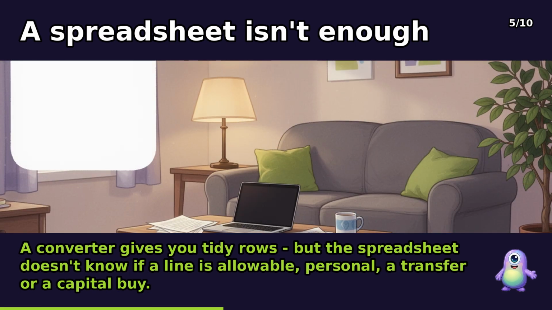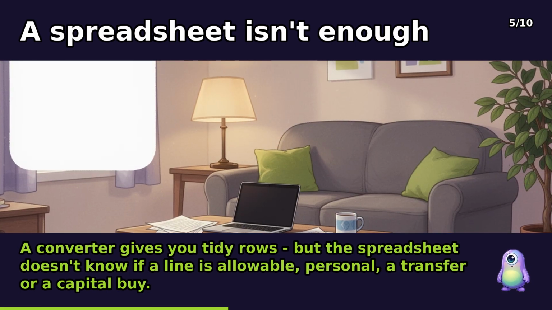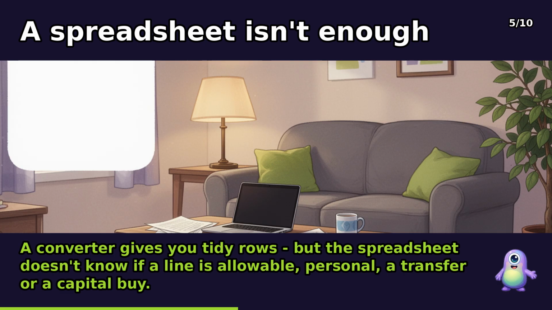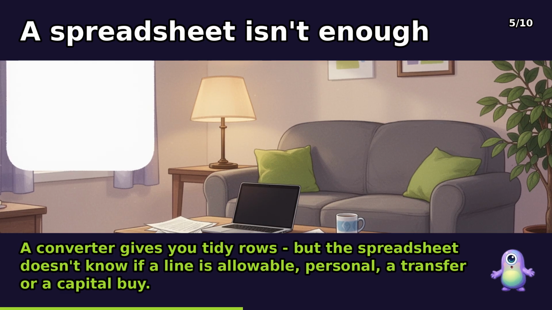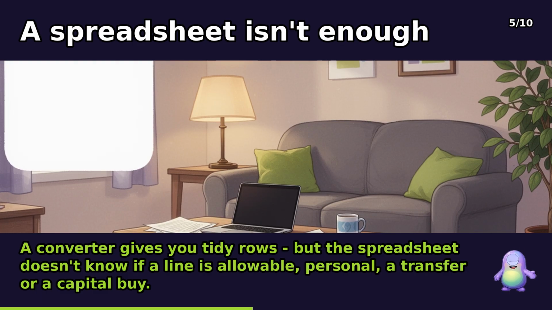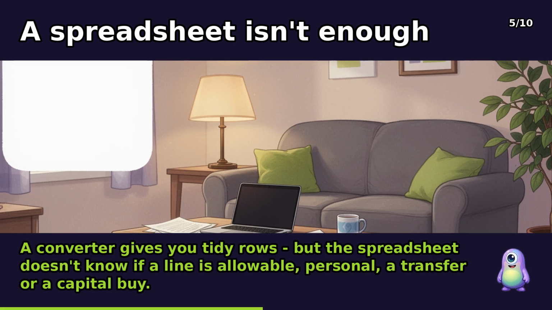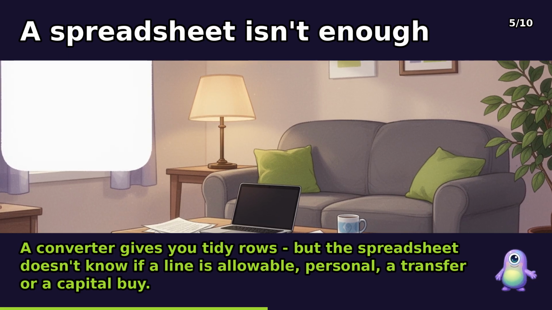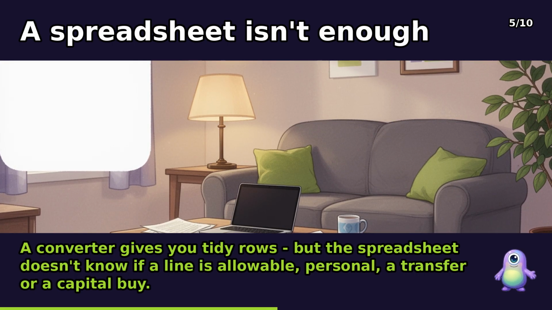A converter can give you a tidy spreadsheet, useful especially if your bank only gives PDFs. But the spreadsheet still doesn't know whether a transaction is allowable, private, a transfer, a capital purchase or income. A payment to a supplier might be allowable, a transfer to your savings isn't. They look similar in Excel, but they don't mean the same thing on a return. The bank line is the clue, not the answer.